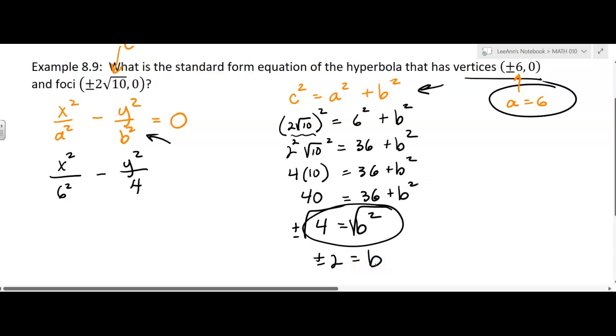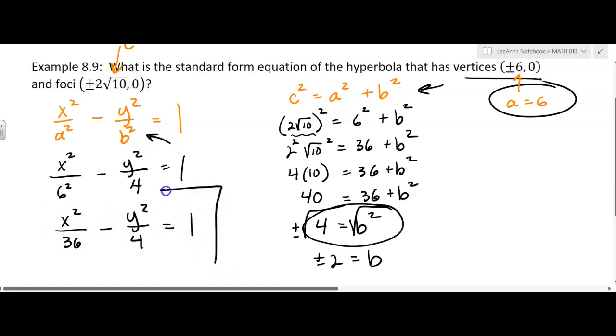Okay, so, oh, dang, I have a major error. This is probably bugging you. That was supposed to be a 1. I don't know why it was a 0. It was supposed to be a 1. But deep down, I know you knew that. Okay, so this is equaling 1. And we just have to square that 6 now. I don't know how that 0 snuck in there. Okay. There we go. That's the equation then of that hyperbola.